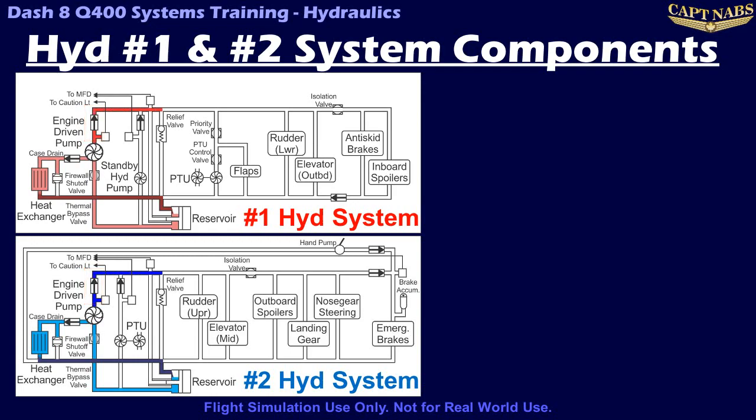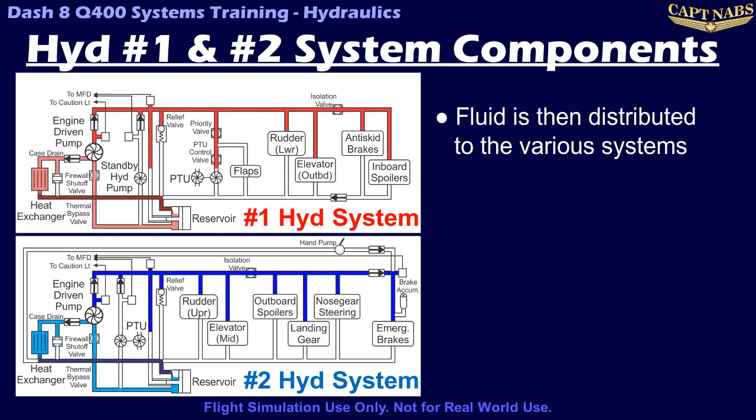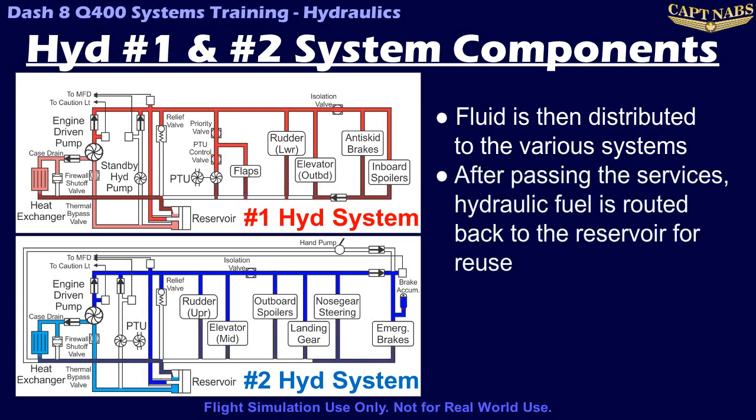After passing this check valve, the hydraulic fluid is distributed to the various systems throughout the aircraft. After the pressurized fluid is used by the system, the fluid is collected and routed back to the hydraulic system reservoir, mainly through residual pressure after passing through the service, so that the fluid can be reused.